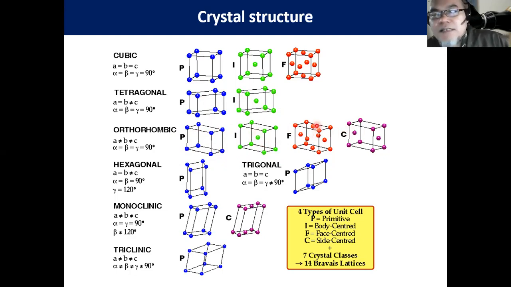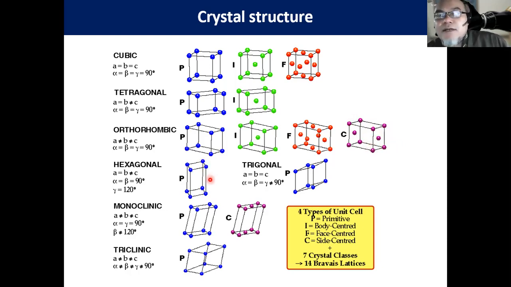We also have face-centered cubic, where besides the corner, atoms also fill the side of each of these orthorhombic cells. And we have the side-centered one, where it only fills in two sides besides the corner, with atoms in the center of two sides of the lattice structure.